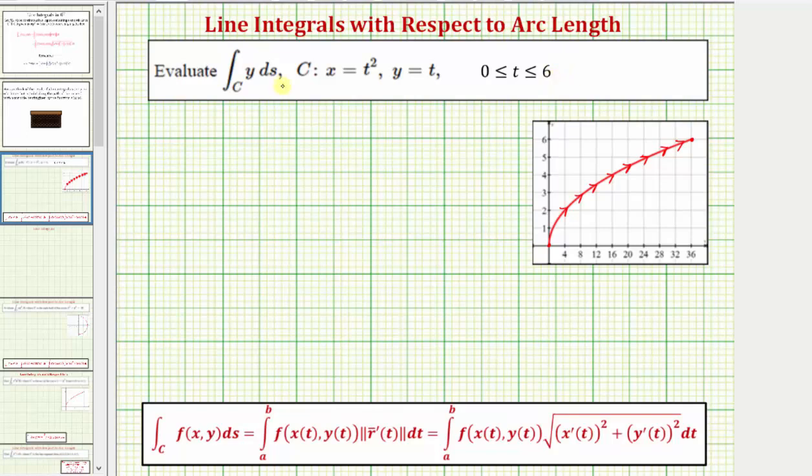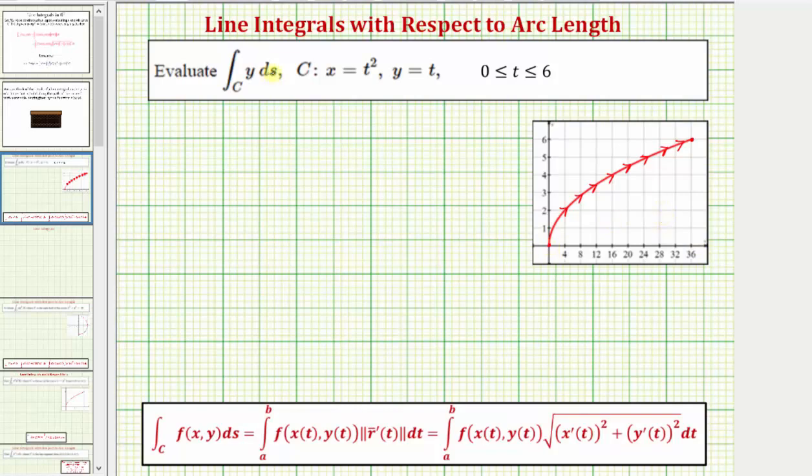Also notice how we have differential s in the line integral, which means we're integrating with respect to arc length. If we graph the curve C in the xy plane, it would be this curve here. So we're integrating along this curve, not along the x or y axis, as we've done in the past.